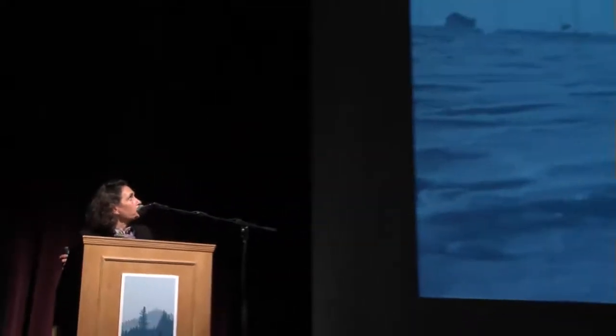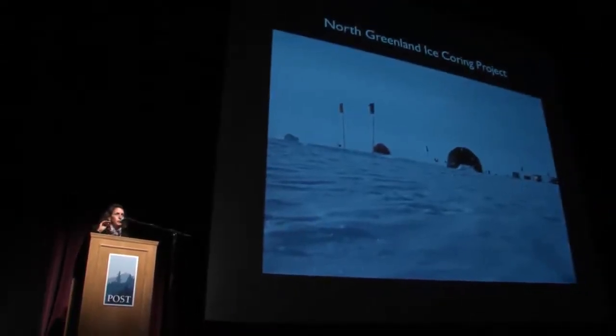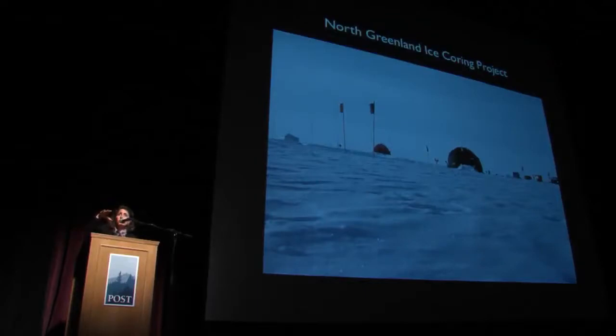So this is an ice coring station on the top of the Greenland ice sheet, which I visited about 10 years ago. It was called the North Greenland Ice Coring Project. We're at the very center of the Greenland ice sheet, which is 2 miles thick. So the ice at that point is 2 miles thick. When you're standing up there, you're standing on 10,000 feet of ice.